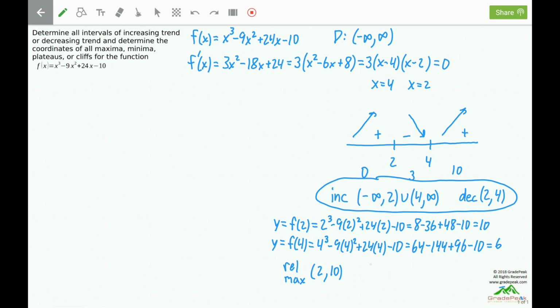So we have a change in trend from decreasing to increasing. That will correspond to a relative min. It has an x-coordinate of 4, and we found the y-coordinate corresponding to it to be a 6. So we have a relative max at (2, 10), and a relative min at (4, 6).